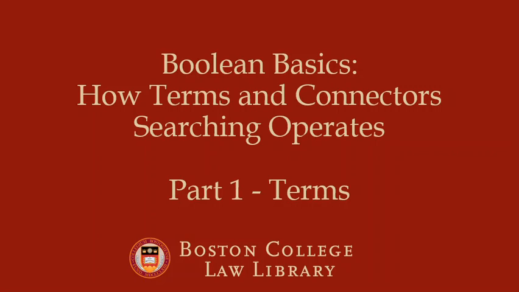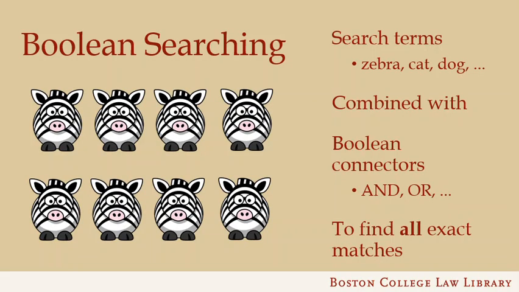Boolean Basics. How Terms and Connector Searching Operates. Part 1. Terms. Boolean searching is a type of search which uses terms, such as zebra, cat, or dog, combined with Boolean connectors like and or, to find all exact matches of your search statement.